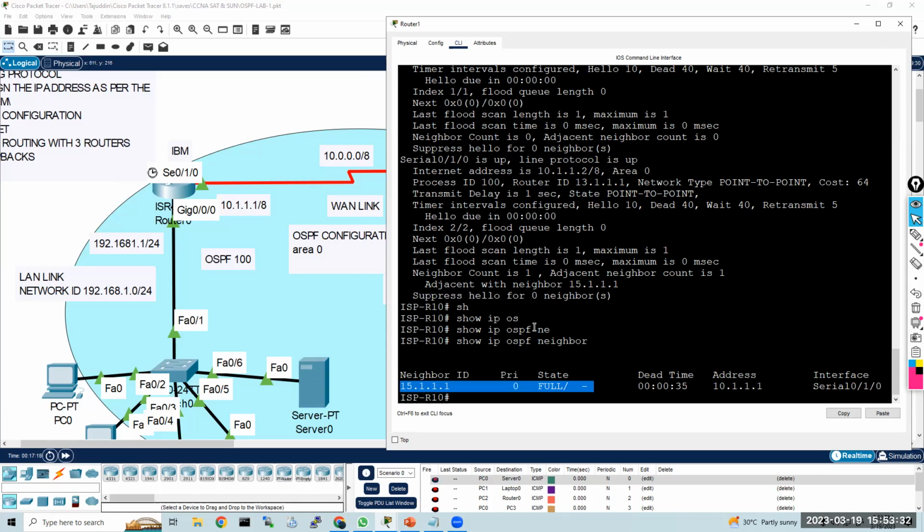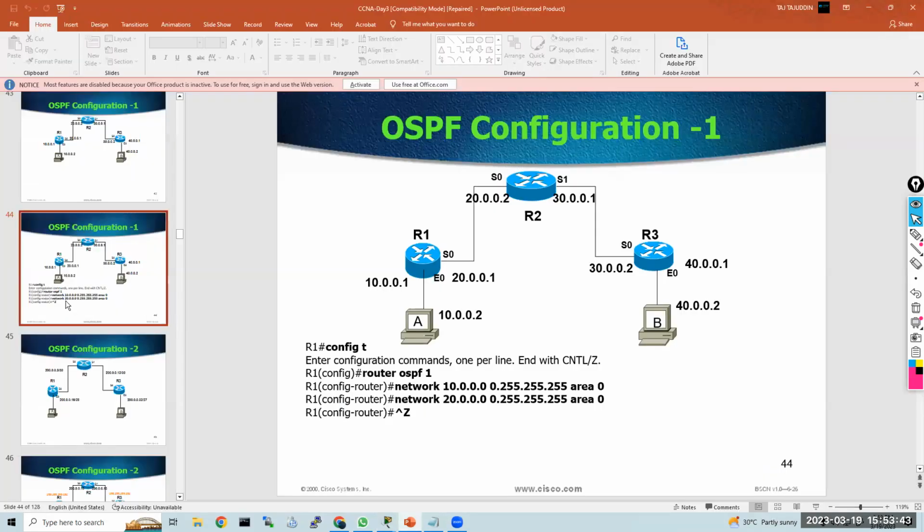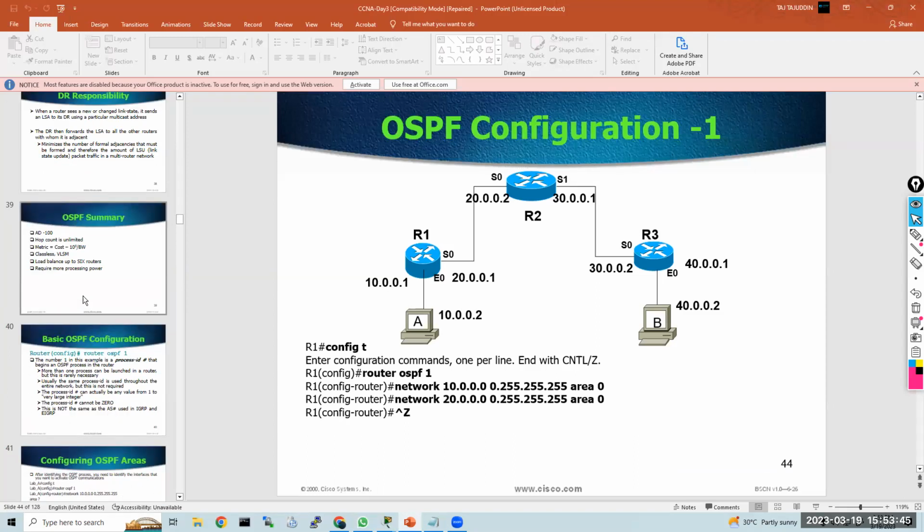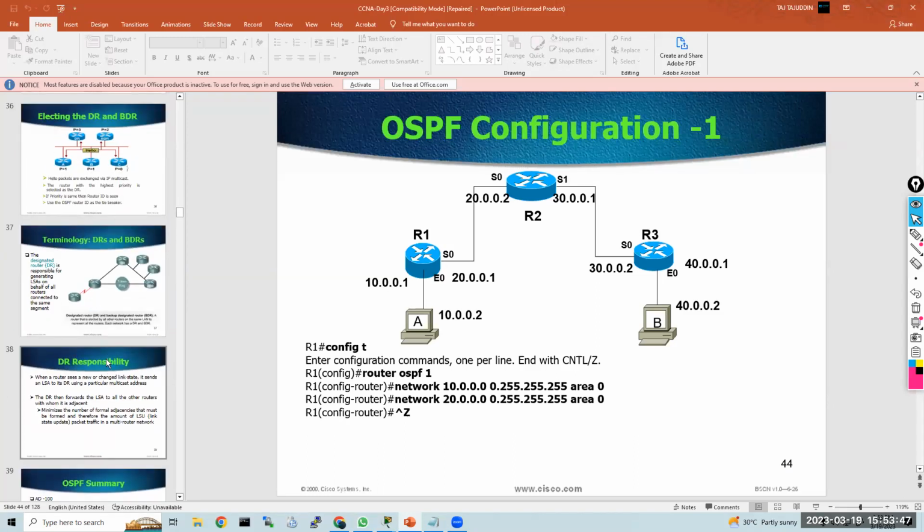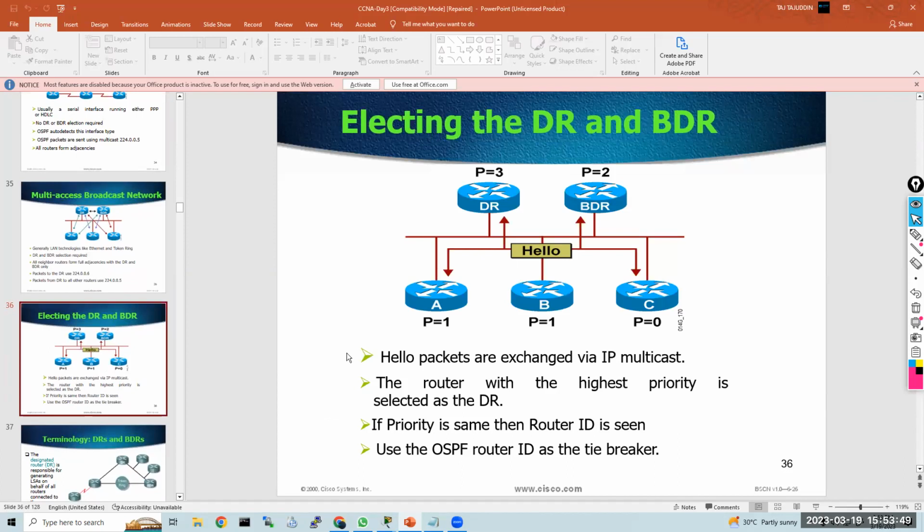Because it is point to point, the communication doesn't require any election process. I think I showed you on the slide, somewhere here. Router ID with the highest priority is selected as the DR. If the priority is the same, the router ID is used as a tie breaker.